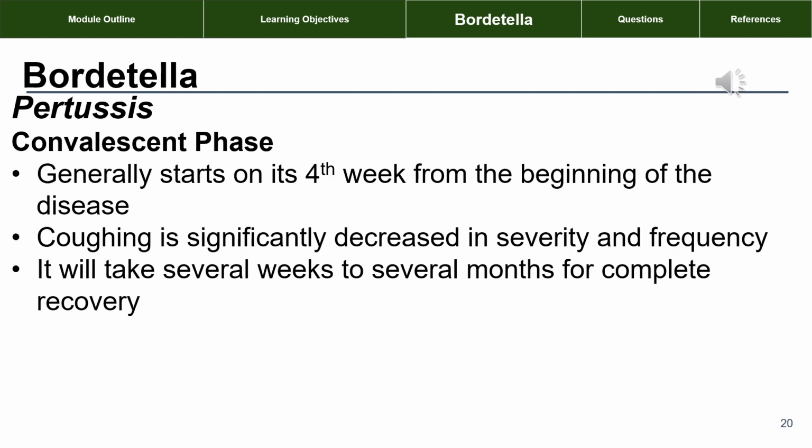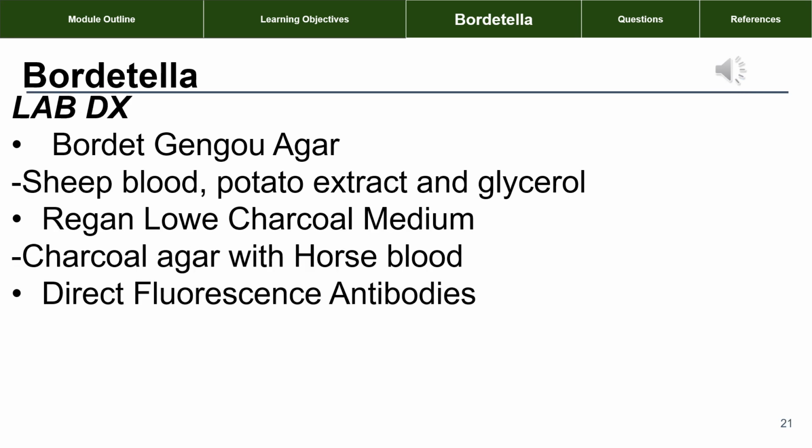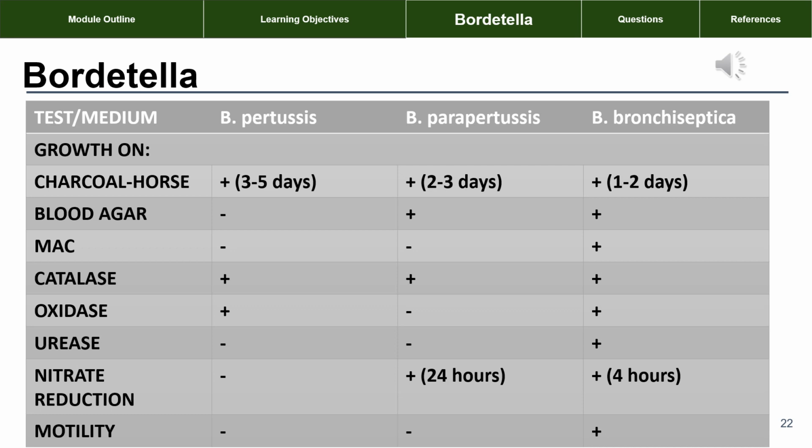Last, we have your convalescent phase. This generally starts on its fourth week from the beginning of the disease. So coughing is significantly decreased in severity and frequency. Then it will take several weeks to several months for your complete recovery from the disease. So for the lab diagnosis, this is what we use: your Bordet-Gengou agar, your Regan-Lowe charcoal medium, and your direct fluorescent antibodies. This is a summary or a table for your test and medium for the different species under your Bordetella genus.